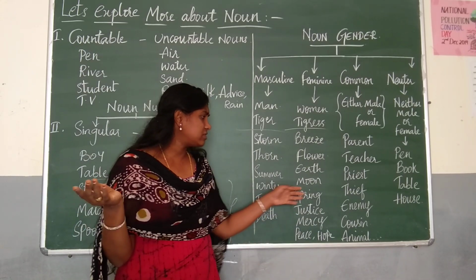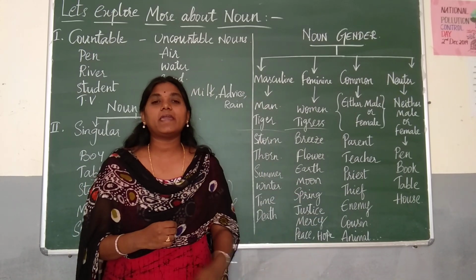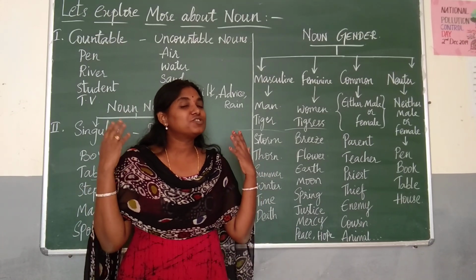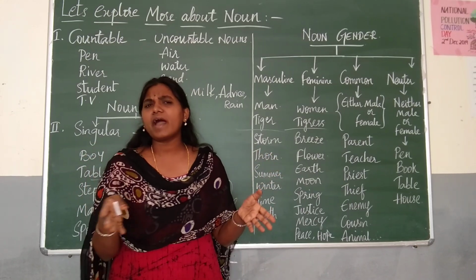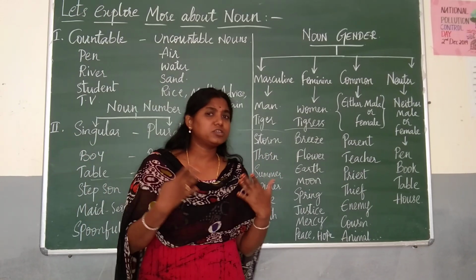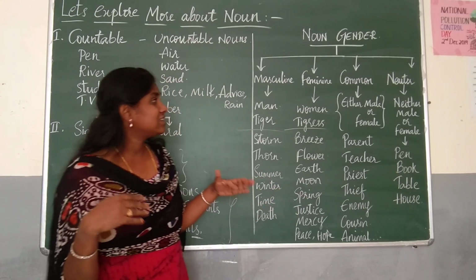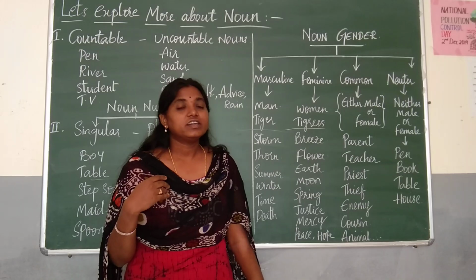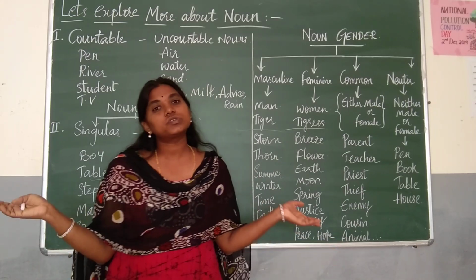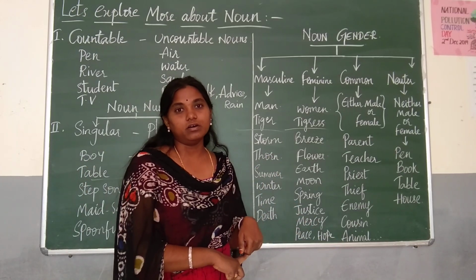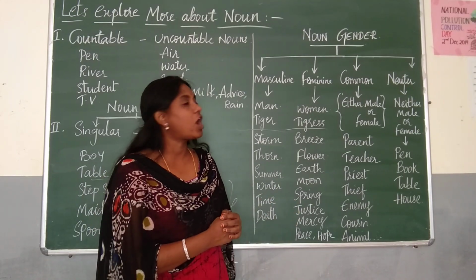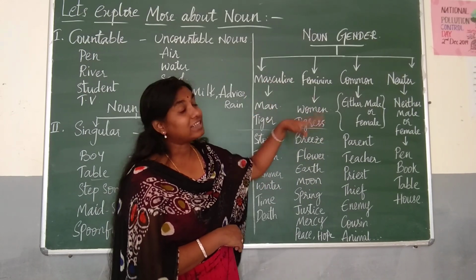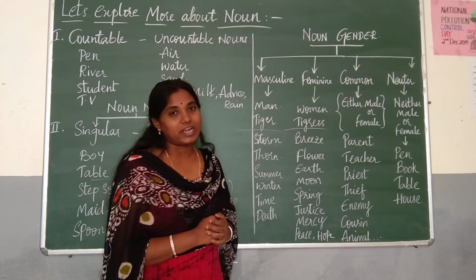Then comes enemy. That enemy can be either male or female. So where there is no requirement of specifically mentioning male or female, such things come under common gender. Okay, teacher is a useful resource to school. Identify the noun here, definitely teacher, that comes under common noun, and that is also a part and parcel of noun gender.